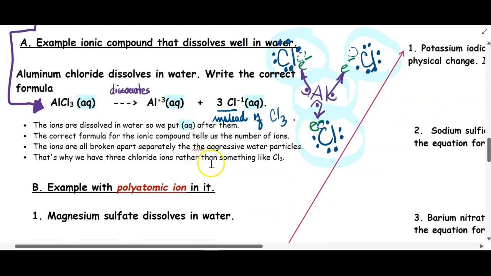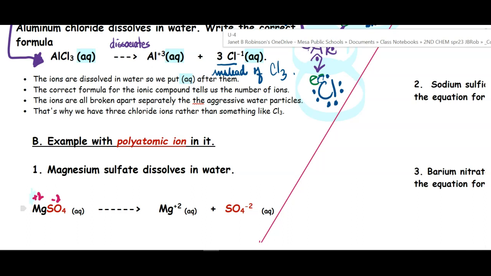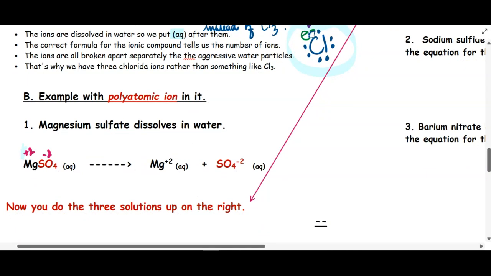Now I want to show you another example of a polyatomic ion. All right, I picked magnesium sulfate dissolving in water. So the first step is to write its formula, MgSO4, and we know that's correct, plus 2, minus 2. All right, and when it dissolves, it's going to break apart into the ions it's made of, magnesium and the polyatomic ion. How do we know this? Well, polyatomic ions stick together in water.